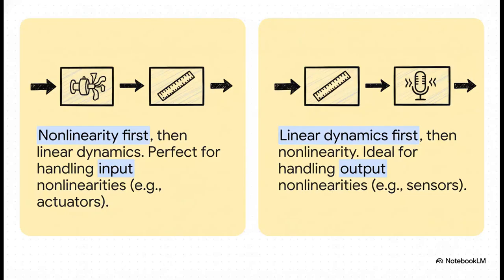And this really illustrates the key difference perfectly. It all boils down to one simple question. Where in the process is the nonlinearity? Is it in the actuator, affecting the input? You're going to use a Hammerstein model. Is it in the sensor, messing with the output? Well, then you want a Wiener model. It's just a really elegant block diagram way to think about these complex systems.